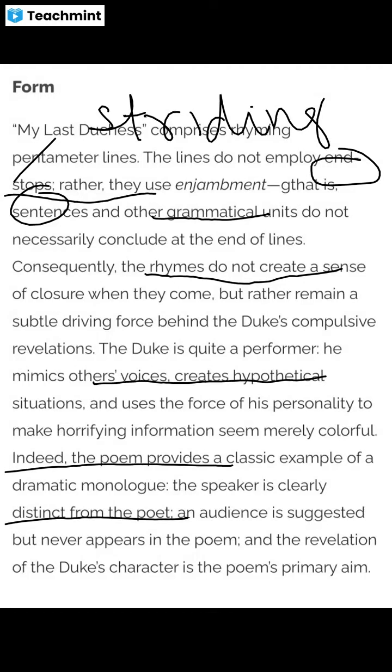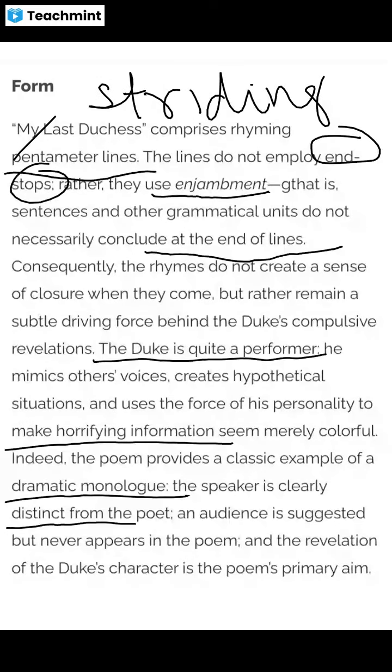So you find that it's an example of what? It's an example of dramatic monologue. The speaker is clearly distinct from the poet. An audience is suggested but never appears in the poem. कह रहे हैं कि जो स्पीकर है वह बिल्कुल अलग है और वह कौन है? स्पीकर पोएट नहीं है. The speaker is clearly distinct from the poet.